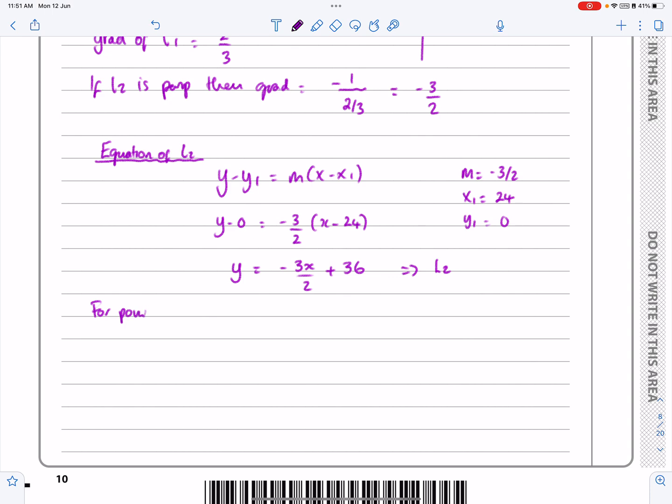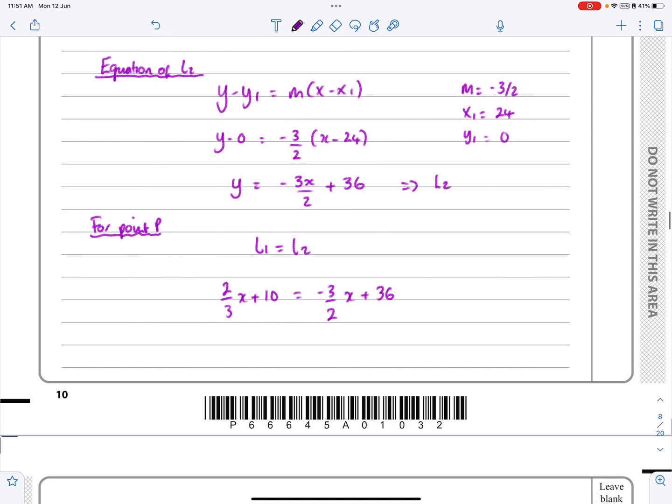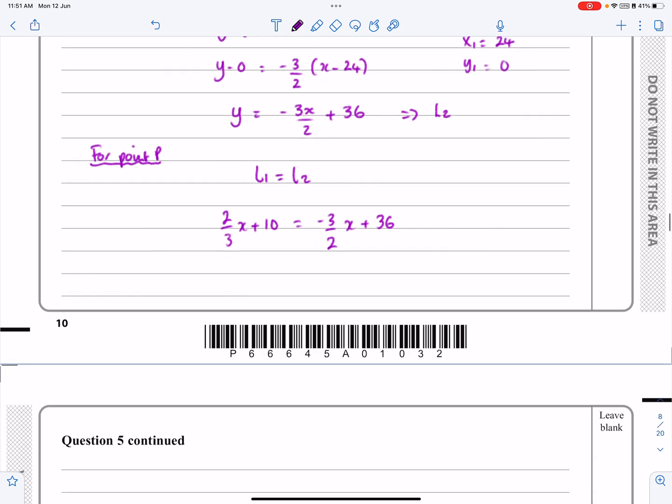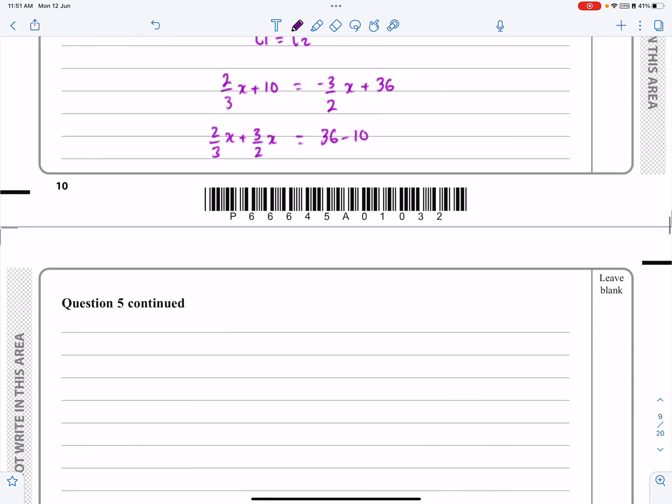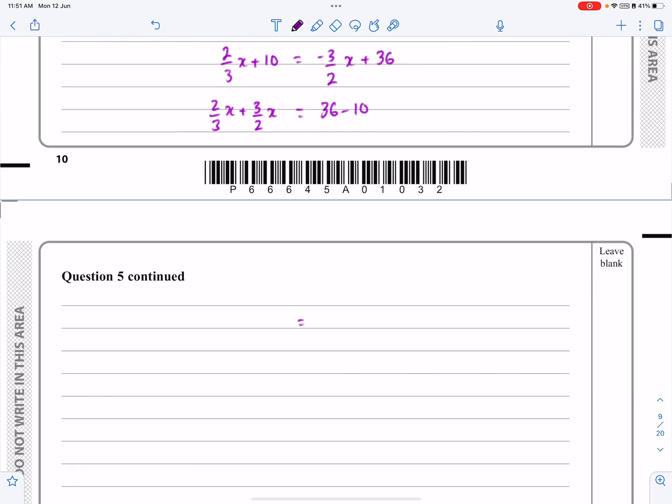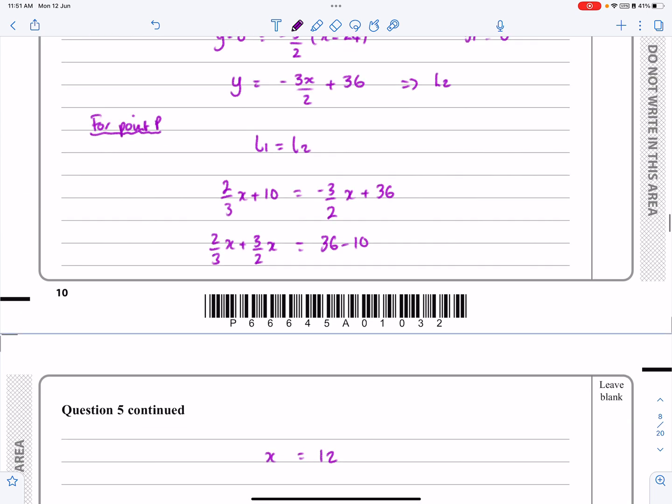for point P, L1 equals L2, so I've got that 2/3 x plus 10 is going to equal minus 3 over 2 x plus 36. Now I just need to rearrange those, so we'll get 2/3 x plus 3 over 2 x is equal to 36, take away 10, and that's going to give me x working out to be equal to 12.